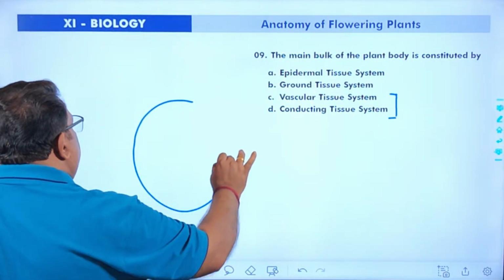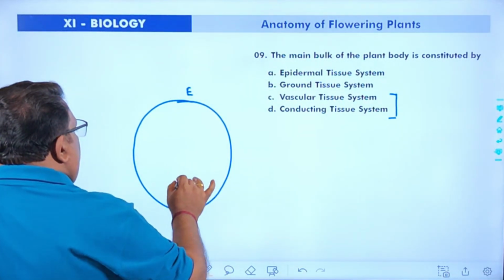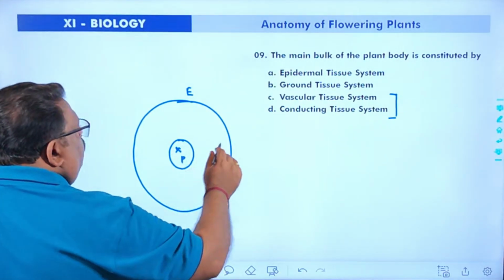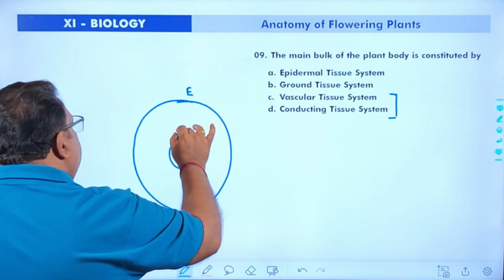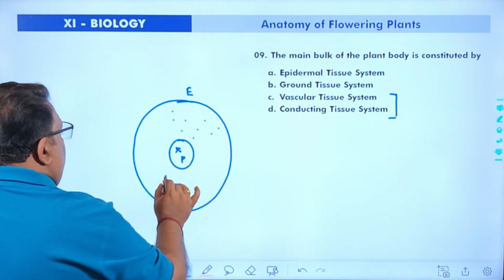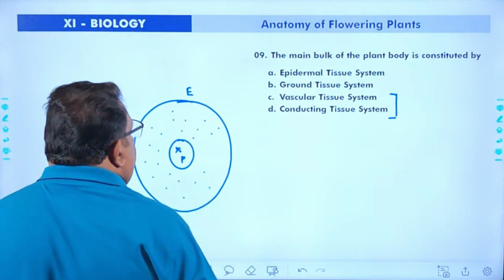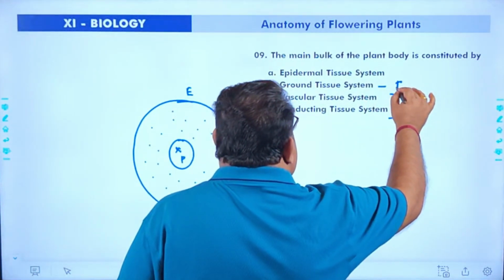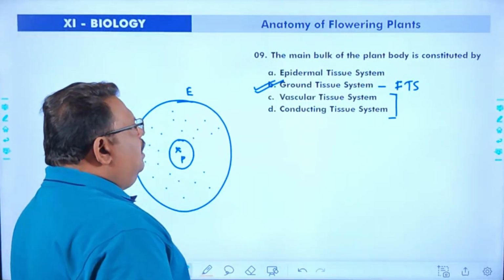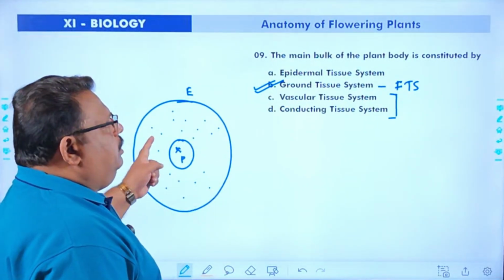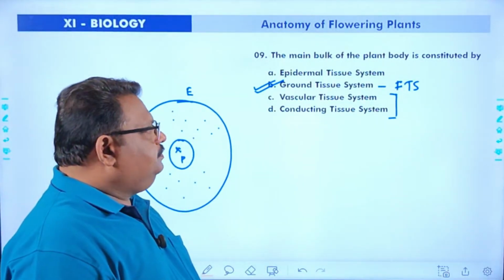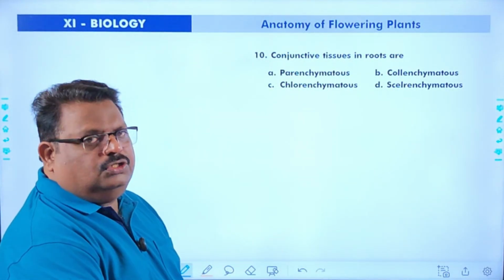The outer protective tissue system is called epidermal, and the vascular tissue system, that is the xylem and phloem, constitute the vascular tissue system, and all the tissues in between epidermis and vascular tissue system form the ground tissue system or fundamental tissue system. This is the most abundant. The bulk of the plant body is made by ground tissue system, which is seen in between epidermal tissue system and vascular tissue system.